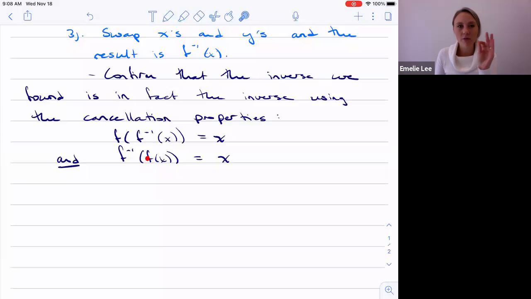So if I stuff the inverse into the original function, all I should be left with once everything kind of trickles down should be x. And same thing, if I stuff the original function into the inverse, everything just kind of cancels out, and I should be left with x. If you're able to show this, then the inverse that you found is the inverse of the original function, and vice versa.